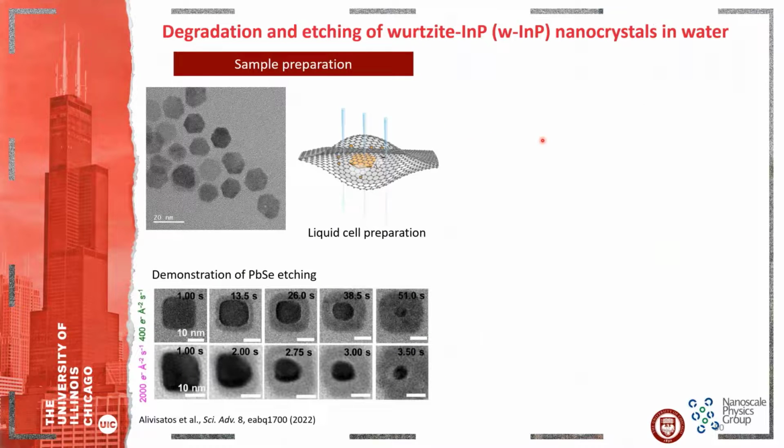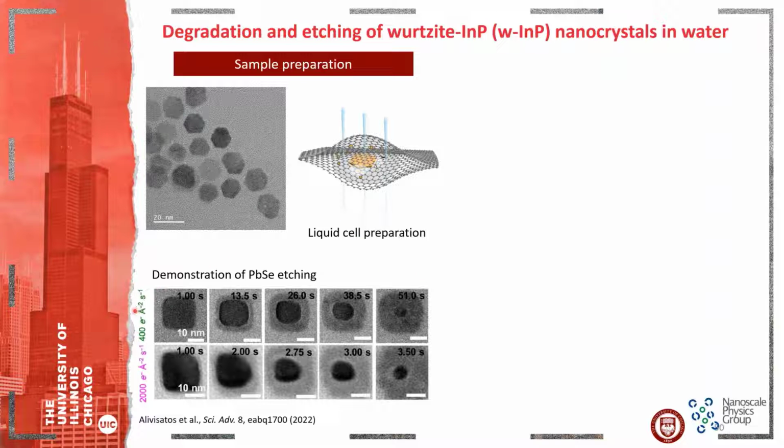Now, in this case that I wanted to discuss, we are going to look at the degradation of nanoparticles, or the corrosion of nanoparticles in water using the electron beam. What we do here is we have wurtzite indium phosphide in this example, which is being prepared in graphene liquid cells using the processes well described in the literature.